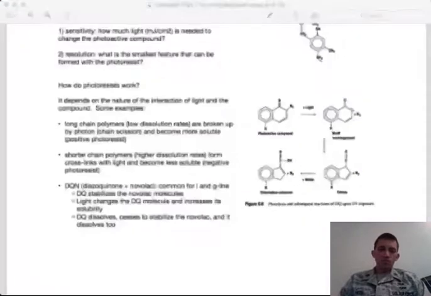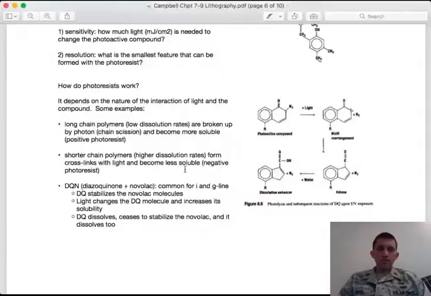And without those stabilizing molecules, now those novolac are more likely to dissolve. So this is another example of a positive photoresist where you're not breaking up the polymer chain. In this example, what we're doing is just changing chemically the stabilizer molecule so that it can't do its job as effectively.